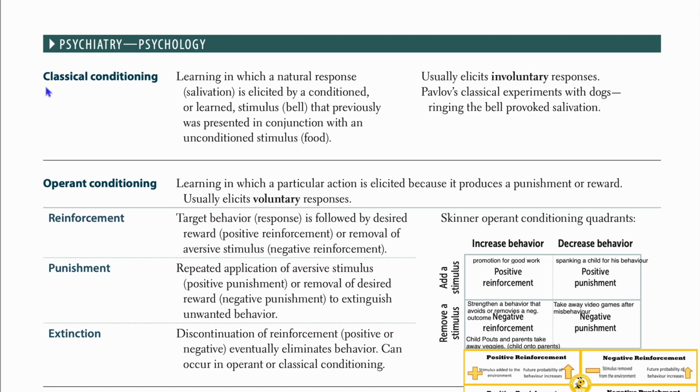Psychology, classical conditioning: learning in which a natural response, such as salivation, is elicited by a conditioned or learned stimulus, like a bell, that previously was presented in conjunction with an unconditioned stimulus like food. So it usually elicits involuntary responses. This is Pavlov's classical experiment with dogs. When he rang the bell, the dog started salivating, right? Because first he would ring the bell and then present the food, and the dog understood that whenever the bell rings, he would get food. So the brain would make the dog start salivating as soon as the dog hears the bell. Okay, so that's called classical conditioning.